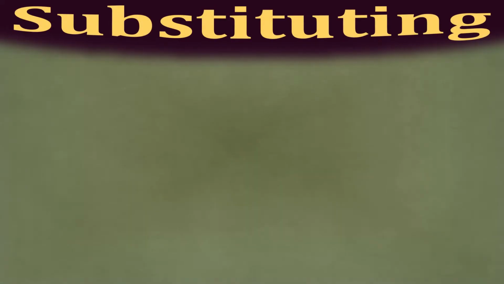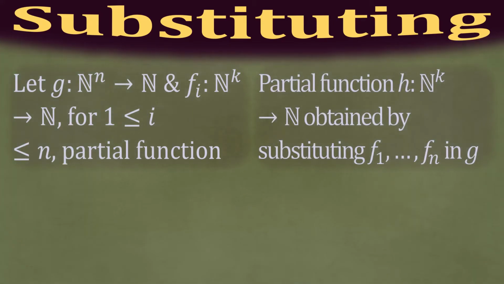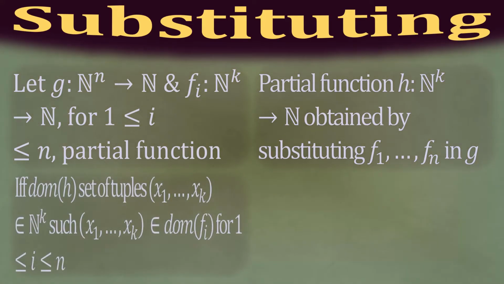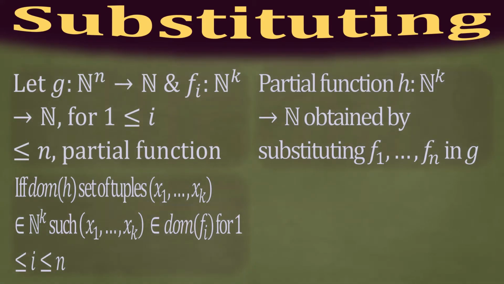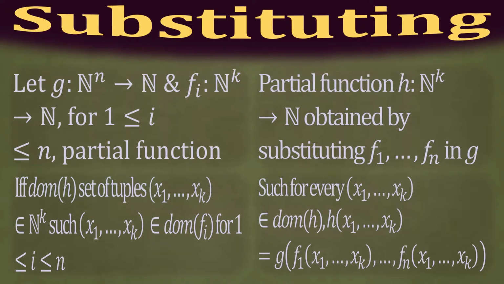Now, let's define substituting. Let g from the naturals to the n to the naturals and fi from the naturals to the k to the naturals for i from 1 to n be partial functions. A partial function h from the naturals to the k to the naturals is obtained by substituting f1 to fn in g if and only if the domain of h is the set of tuples x1 to xk in the naturals to the k such that x1 to xk is in the domain of fi for i from 1 to n, and such that for every x1 to xk in the domain of h, h of x1 to xk equals g of f1 of x1 to xk all the way up to fn of x1 to xk.